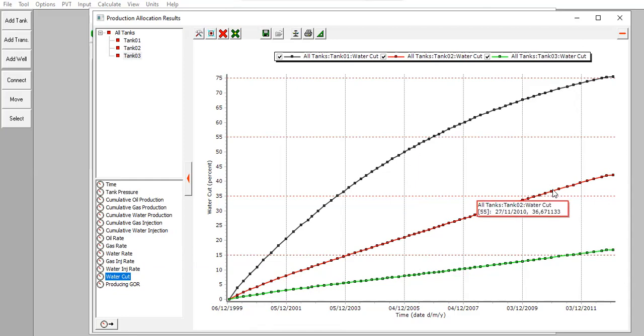Again, you can do the same plotting technique for other parameters. Okay, so far so good. So we can say that our production allocation is successful.